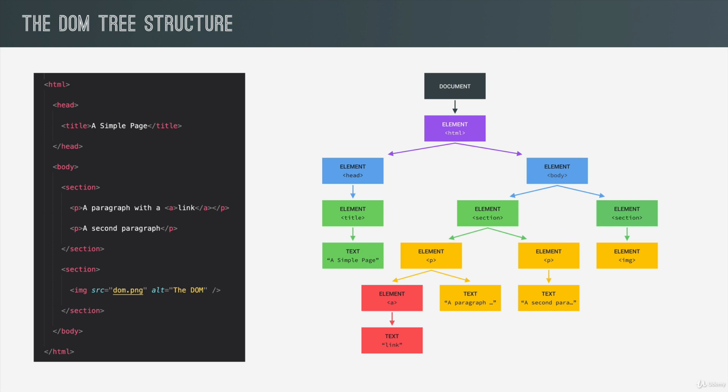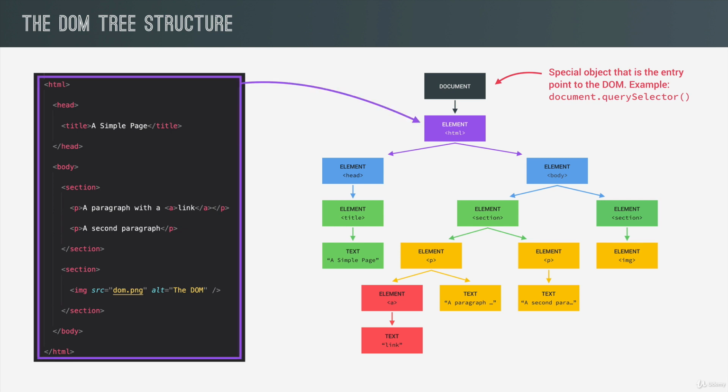Okay, so the DOM always starts with the document object right at the very top. And document is a special object that we have access to in JavaScript. And this object serves as an entry point into the DOM. Remember how you used document.querySelector in the last lecture to select an element? So that means that the querySelector method is available on the document object. And so that's why we say that document is the entry point to the DOM, because we need it to start selecting elements.